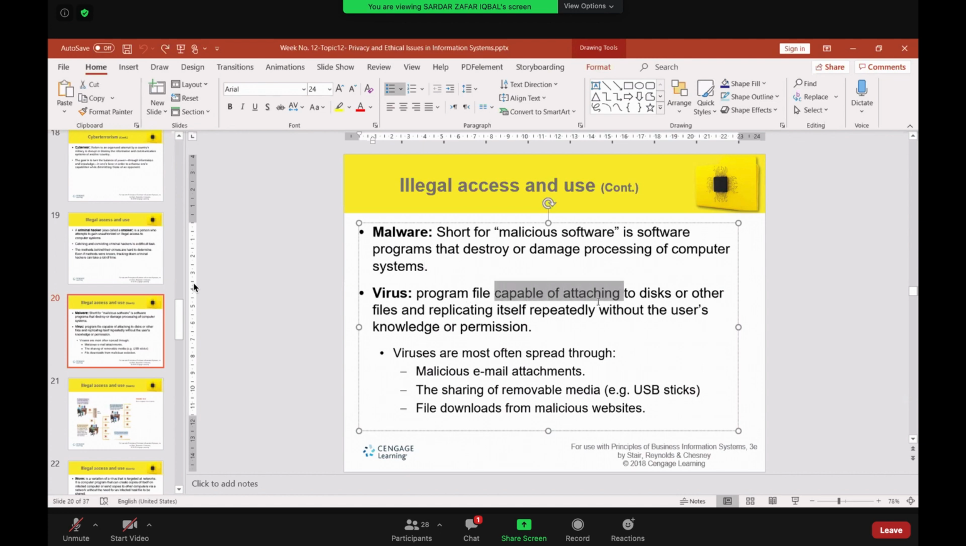Virus: a program file capable of attaching to disk or other files and replicating itself repeatedly without the user's knowledge or permission. So a virus can create copies repeatedly, very fast, and your system is unable to recognize it. Viruses are most often spread through malicious email attachments. Sometimes we receive it from email. Also the sharing of removable media, USB. Sometimes the virus comes from USB. And file downloads from malicious websites, when you download something from a website. So these are the sources of viruses.